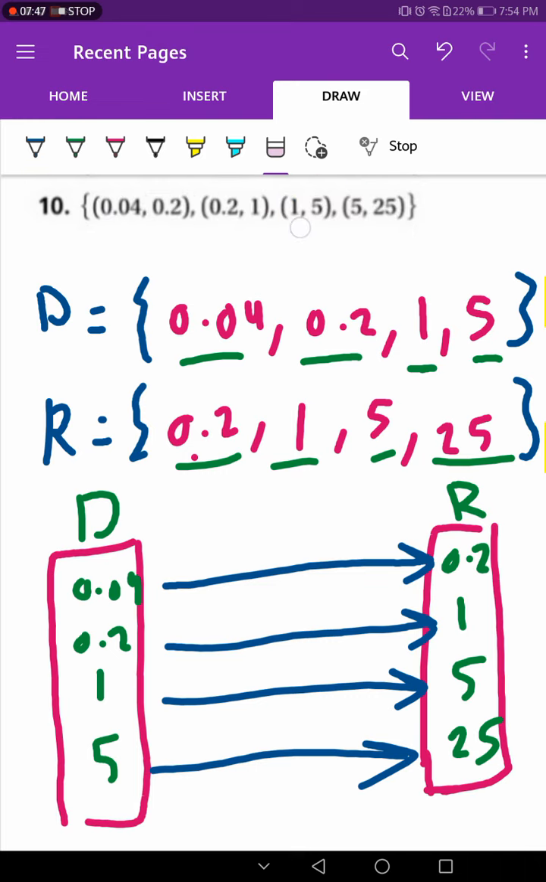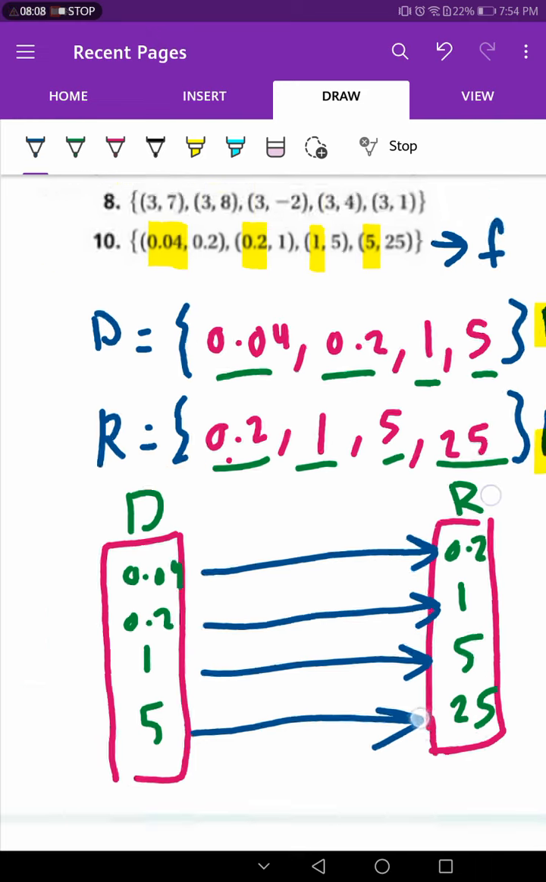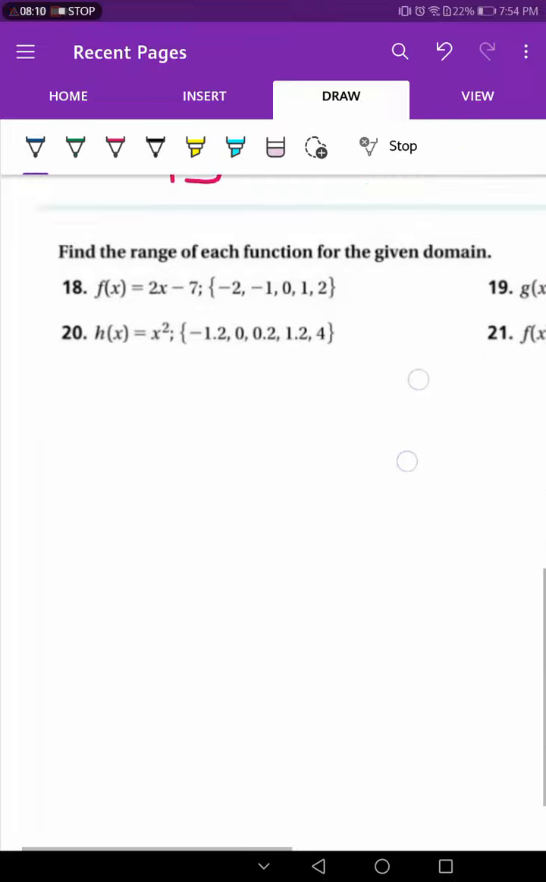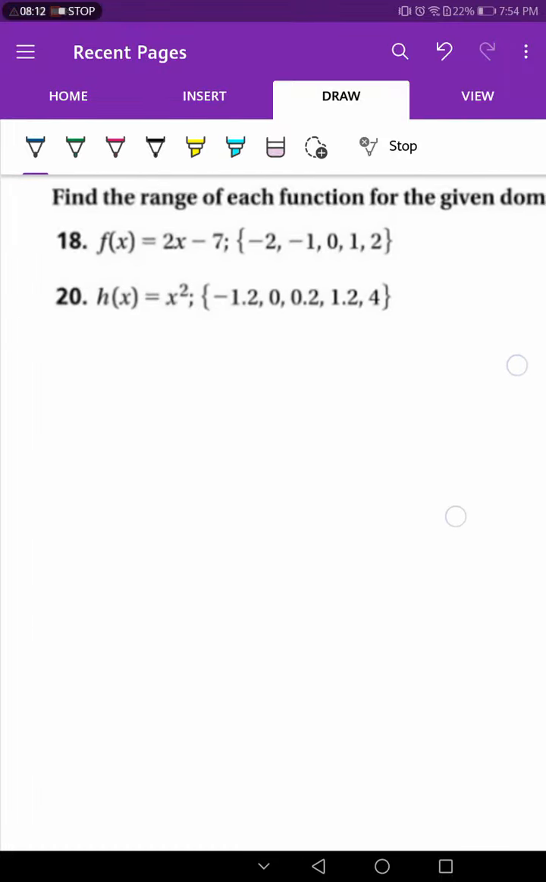But if you don't have the mapping here and you want to check, you check only the x part, the x coordinate. Okay, see, the x coordinates are different. There is no repeated number, so we say this relation is a function. Are you happy, my dear student? I hope so.